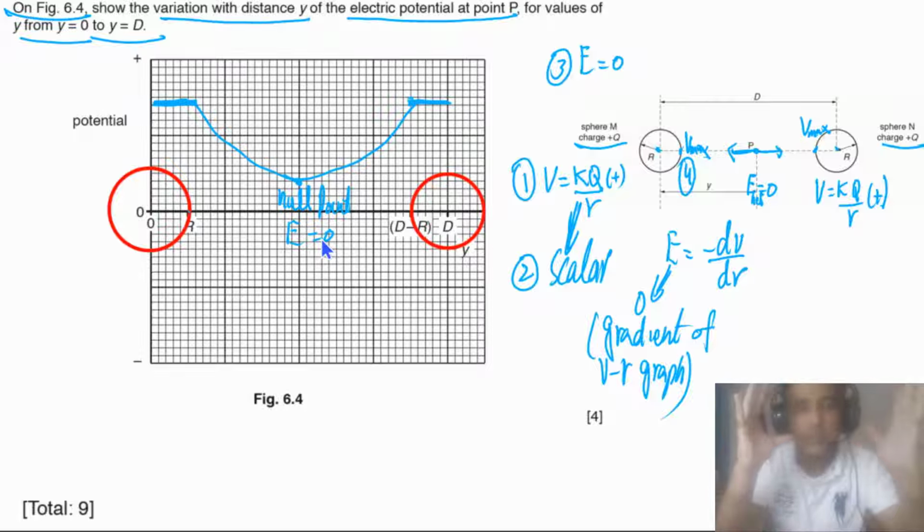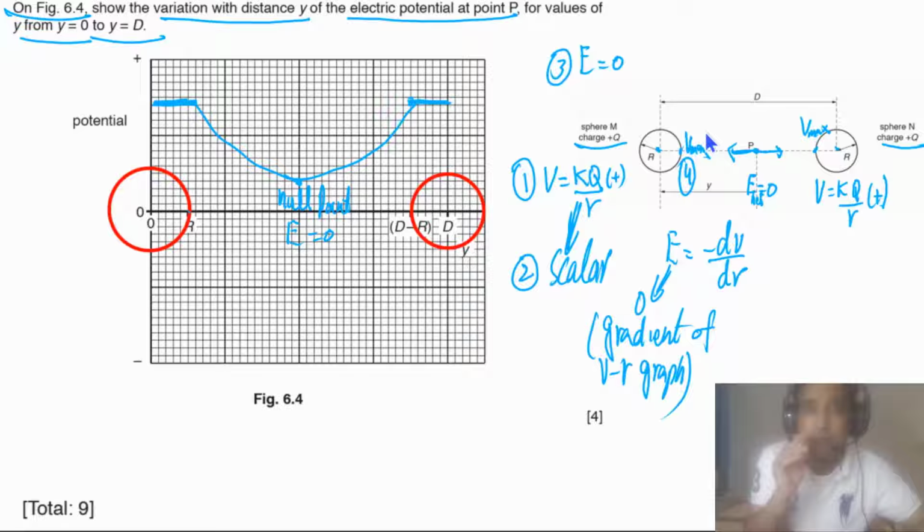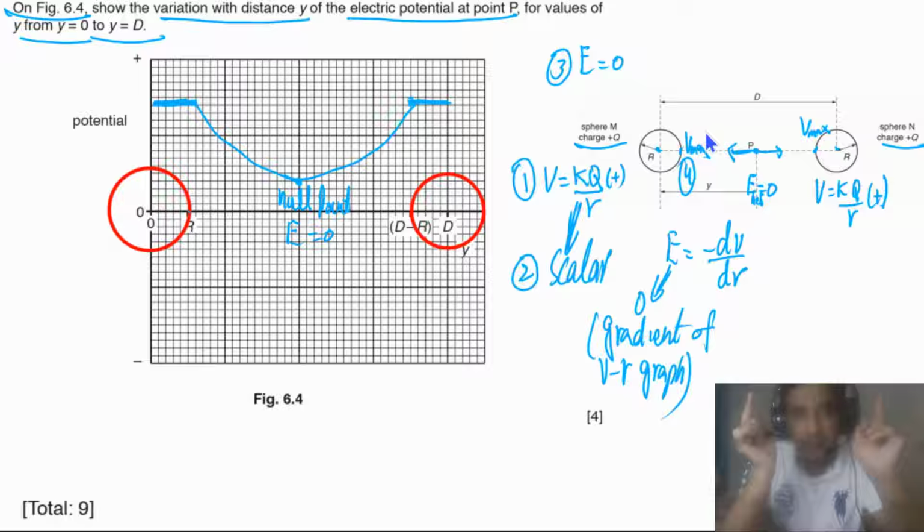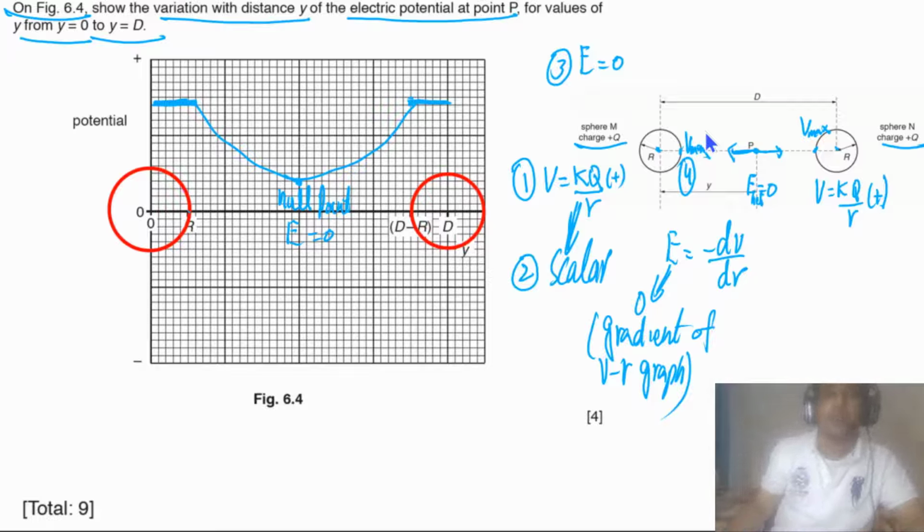If your concept is clear, you understand these knowledge points, sketching these graphs is not difficult at all. So one point you can remember: for two positively charged spheres, potential is never 0. Potential can only be 0 if one is positively charged and another is negatively charged. And if two spheres are negatively charged, potential will never be positive. So if these points are clear, then it means you have a good understanding of electric field.